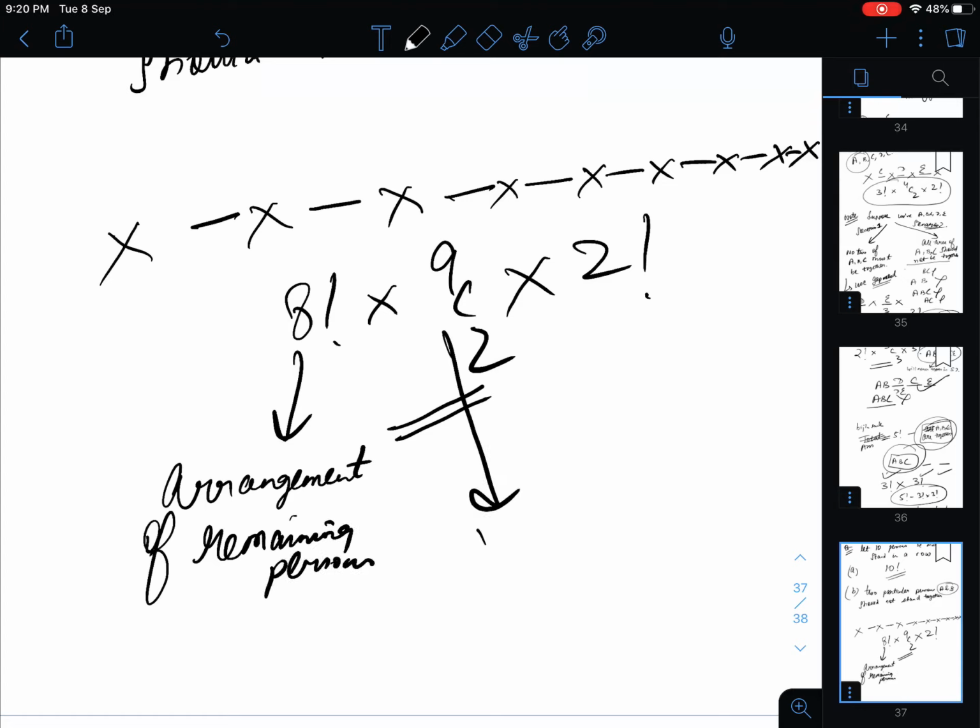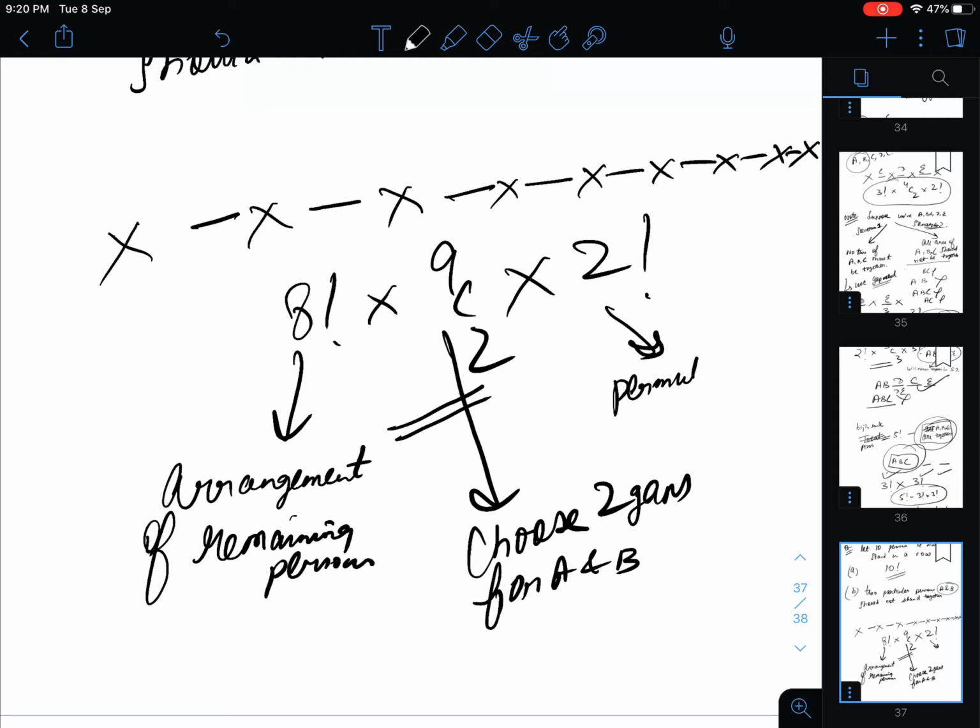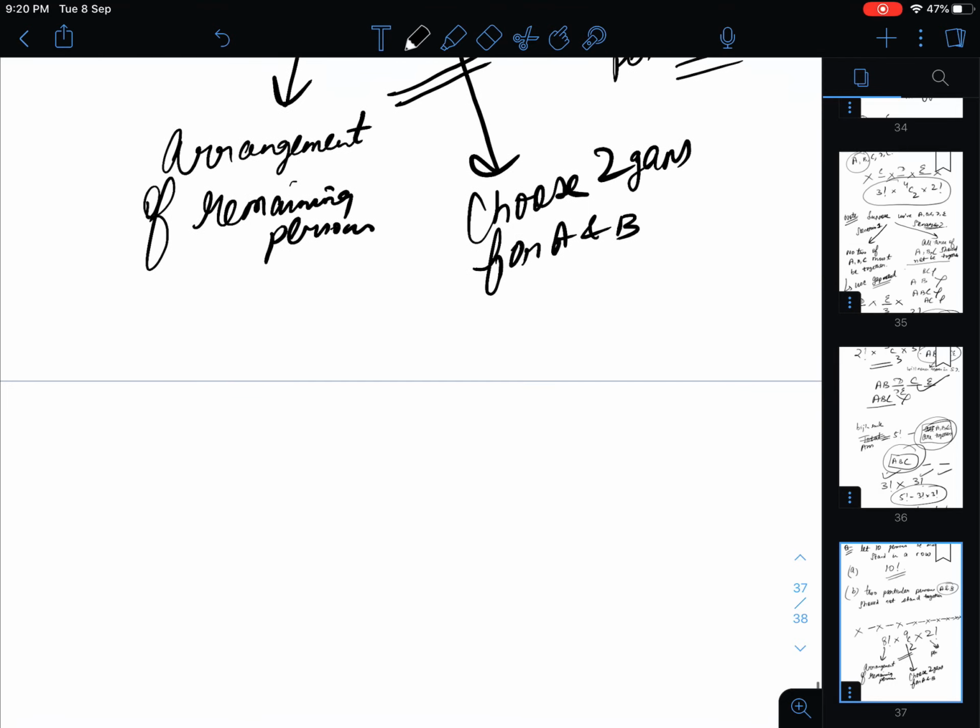9C2 means choose 2 gaps for A and B, and 2 factorial is permute A and B, which is the intra permutation. Okay, let's say if I ask you to find the number of ways in which A and B should stand together. Then this is nothing but the tie method. So tie A and B together.